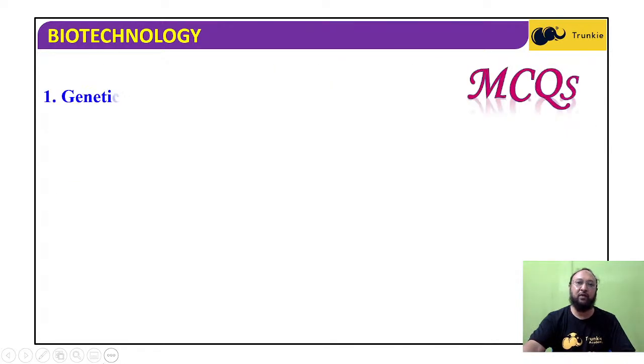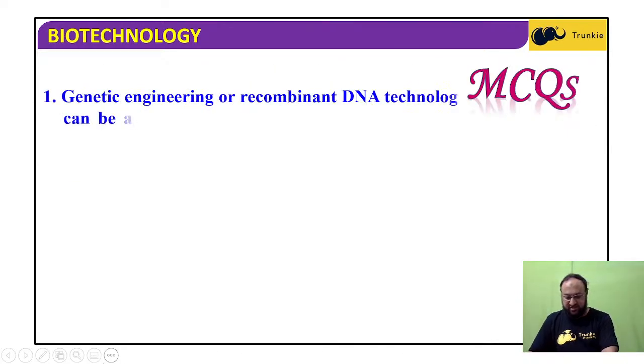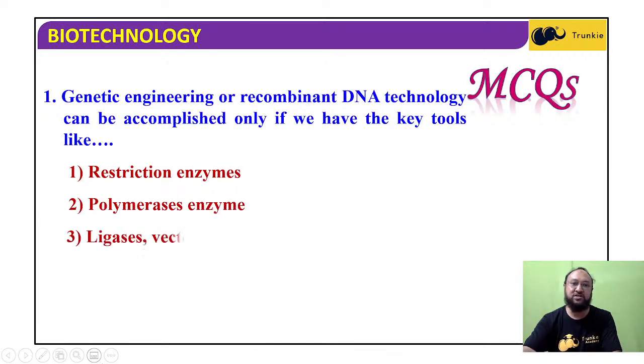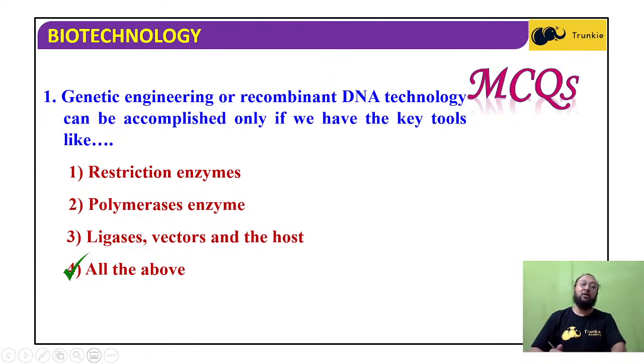Okay. So now we go through some important questions very quickly. Genetic engineering or recombinant DNA technology can be accomplished only if we have the key tools, like I told you: restriction enzymes, polymerase enzymes, ligases, vectors, and the host, all of the above. Because we need all this for recombinant DNA technology. Restriction enzyme for cutting, polymerase enzyme for forming the complementary strand.